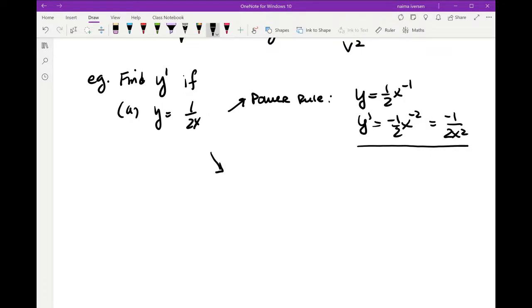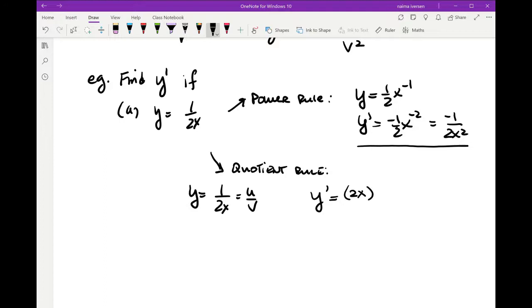Or you can use the quotient rule. If I use the quotient rule, this is how it works. Y is equal to 1 over 2x. That's my u over my v. Okay, so y prime will be the bottom function, which is 2x, times the derivative of the top, and the derivative of 1 is 0 since it's a constant, minus the top function, which is 1, times the derivative of the bottom, the derivative of 2x to the power of 1, bring the power down, reduce the power by 1 is going to be 2, all divided by the bottom function squared.